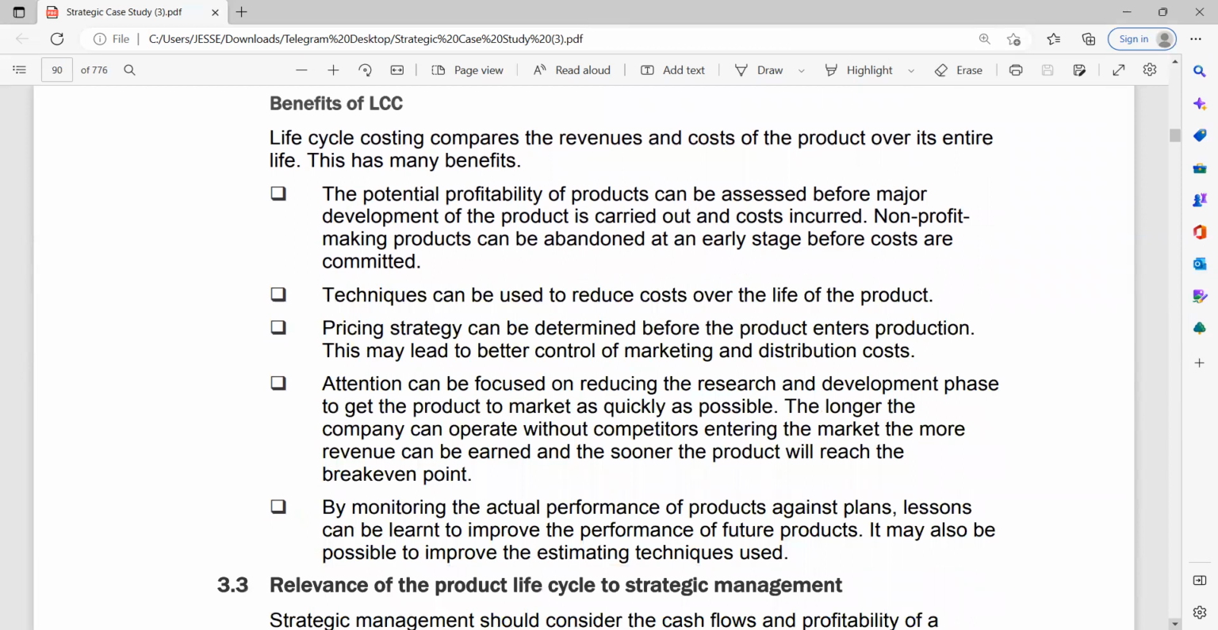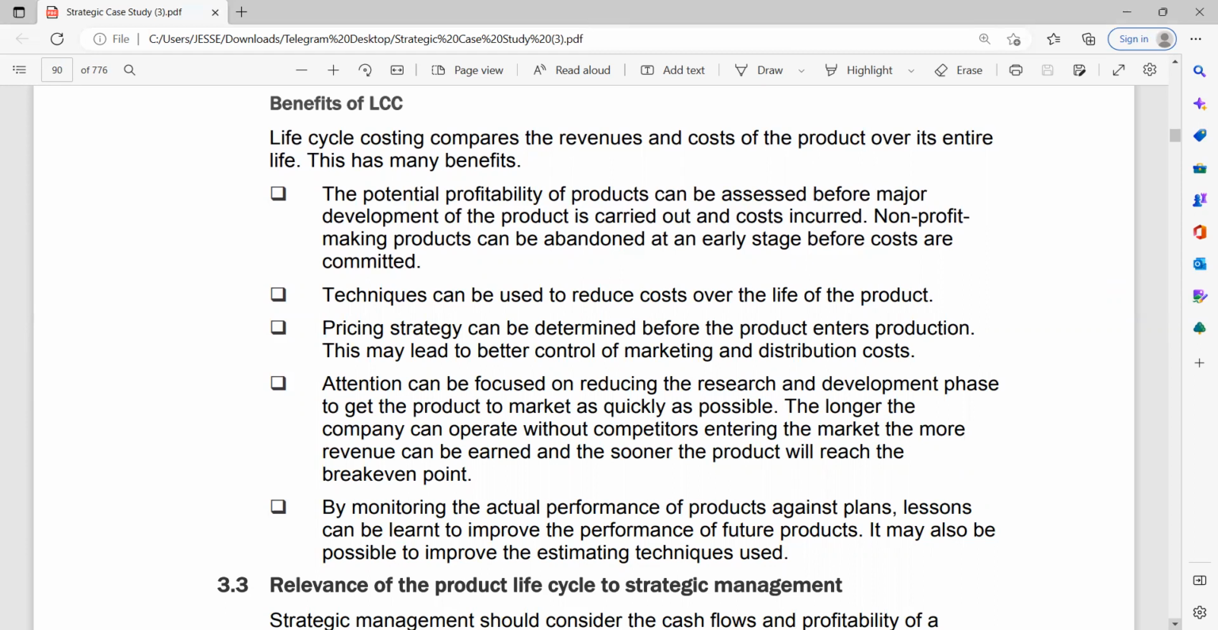Now, life cycle costing compares the revenue and cost of the product over its entire life. This has many benefits. The potential profitability of a product can be assessed before major development of the product is carried out and cost incurred, right? Because we are assessing the revenue and the cost, we can determine the profitability of the product. And because of this assessment of the different stages, we can also use certain techniques to reduce the costs over the life of the product.